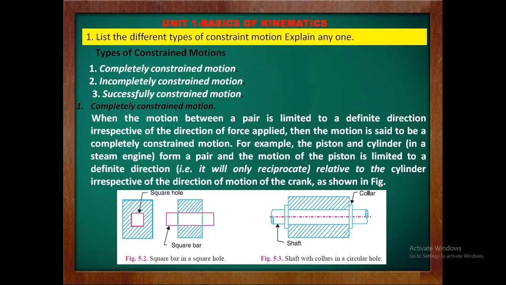cylinder. And the second example for this one is a square bar in a square hole, that is, the square bar slides in the square hole. We have only one type of motion. And the third example for this one is a shaft with collars in a circular hole. We have only one type of motion, that is the turning of the shaft.